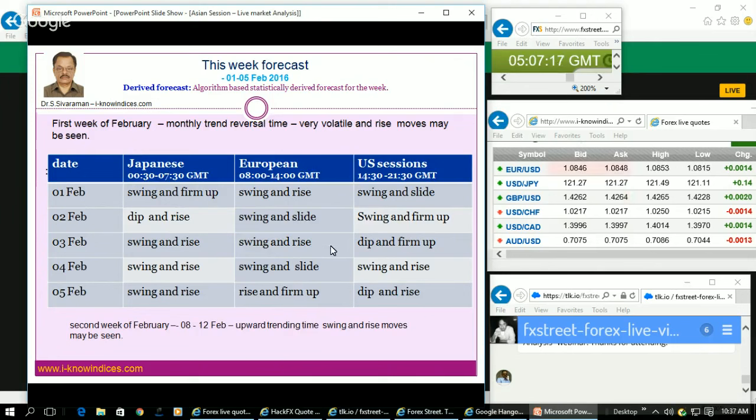And then they are expected to make a dip during the announcement of the non-farm payroll and also during the start of the US session and then start gaining the levels. So that way they are expected to handle the market during Euro and GBP during this particular week. Then in the second week of February, next week, 8th to 12th of February, an upward trending move is expected to happen in the market. Then we will come across a visible rise happening in the market.